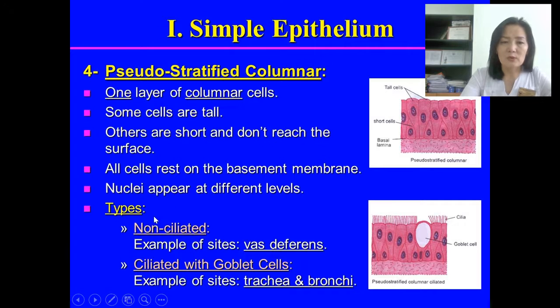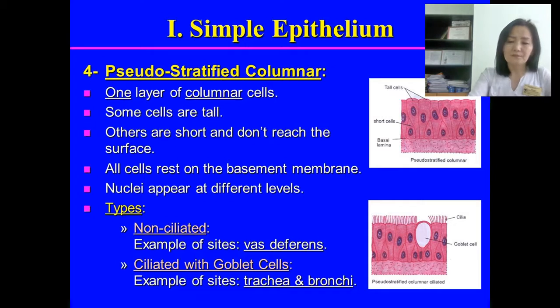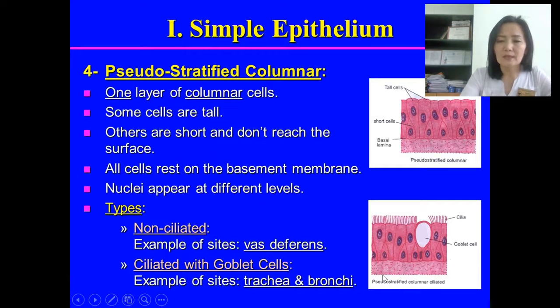This type of epithelium is also divided into two types, non-ciliated and ciliated epithelium. Ciliated epithelium can be located in the trachea and bronchi. Why ciliated epithelium? Because on the apical surface of this type of epithelium we can see cilia. These structures are cilia.